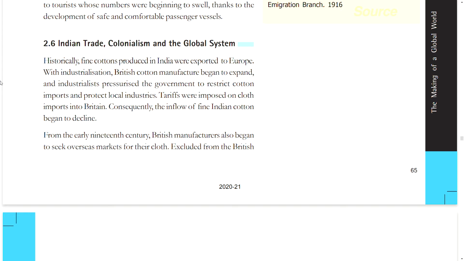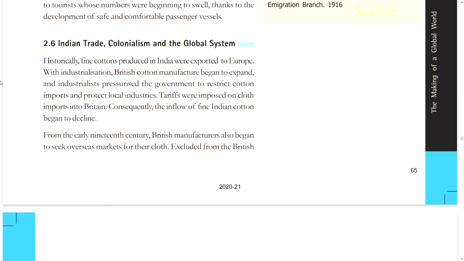Indian trade, colonialism, and the global system. Historically, fine cottons produced in India were exported to Europe. With industrialization, British cotton manufacture began to expand, and industrialists pressurized the government to restrict cotton imports and protect local industries. Tariffs were imposed on cloth imports into Britain. Consequently, the inflows of fine Indian cotton began to decline.